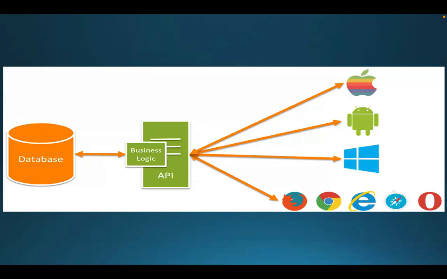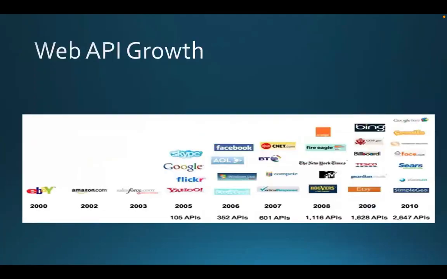That is the concept. Actually, the world's first API is eBay. After that, so many APIs came. Now we have millions of APIs. I stopped at 2010 because I prepared this in 2010.